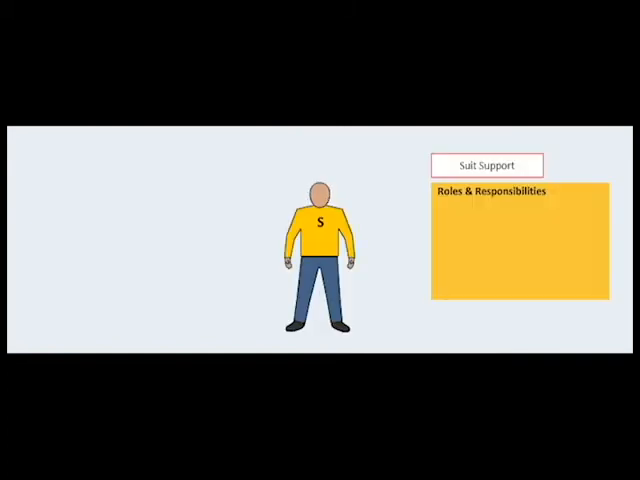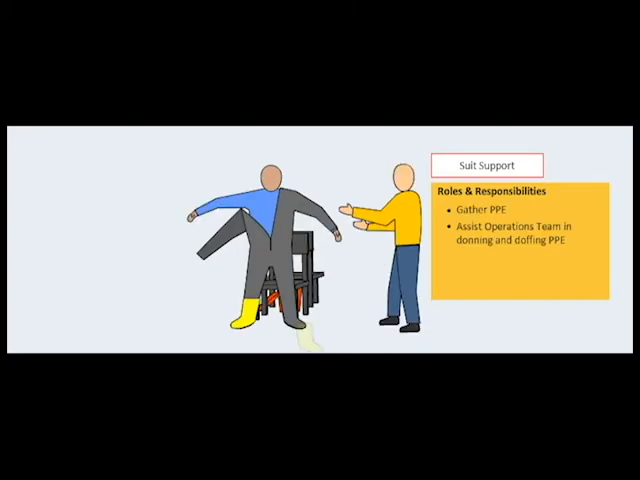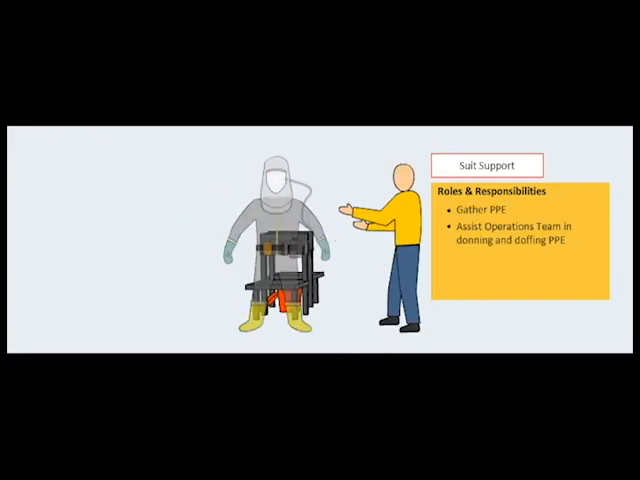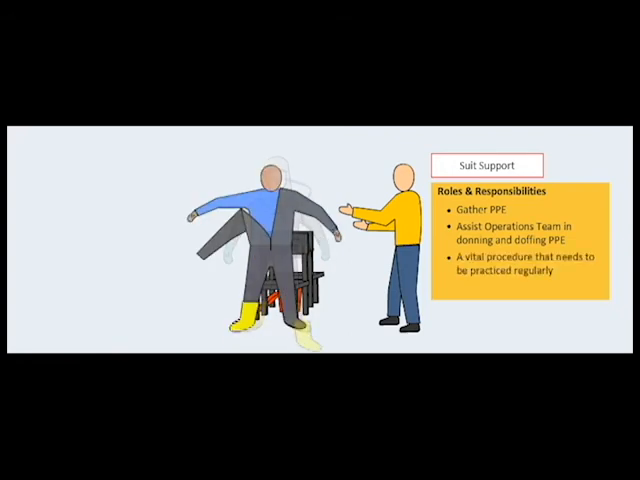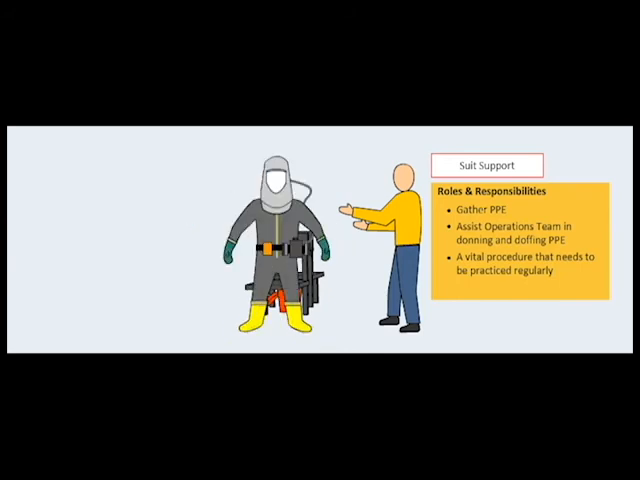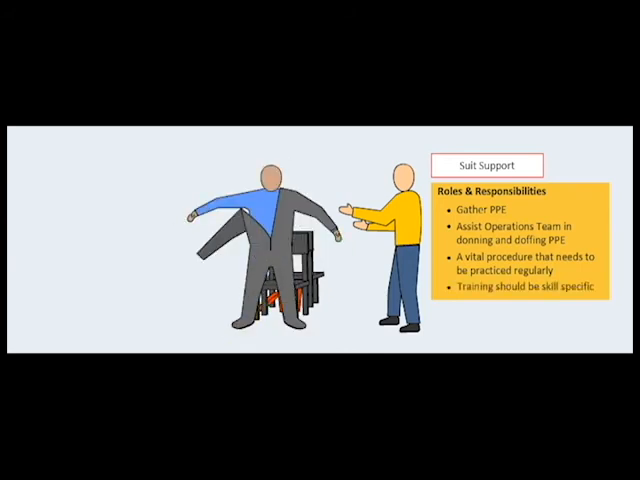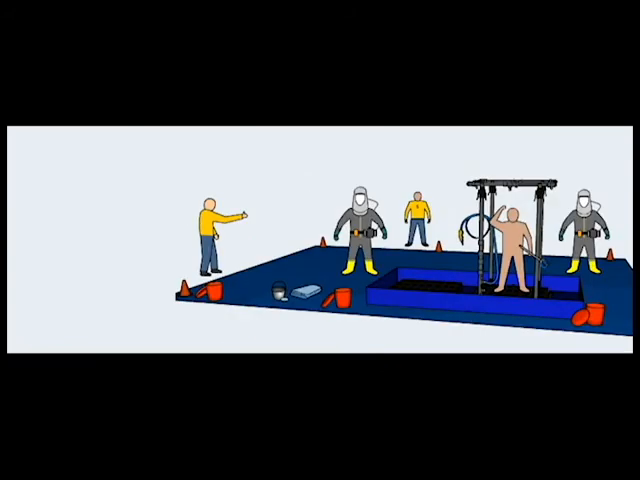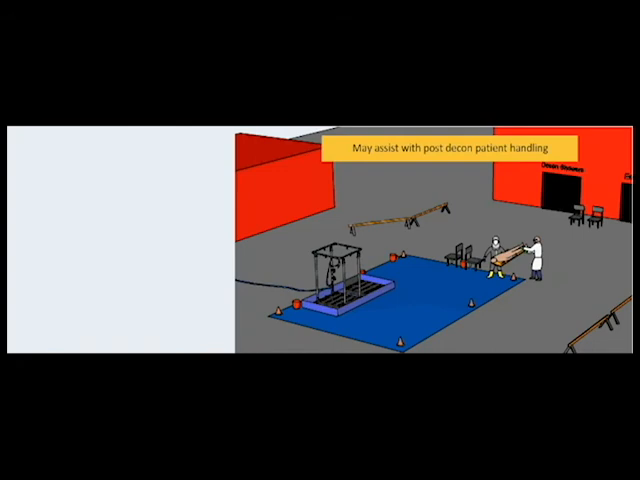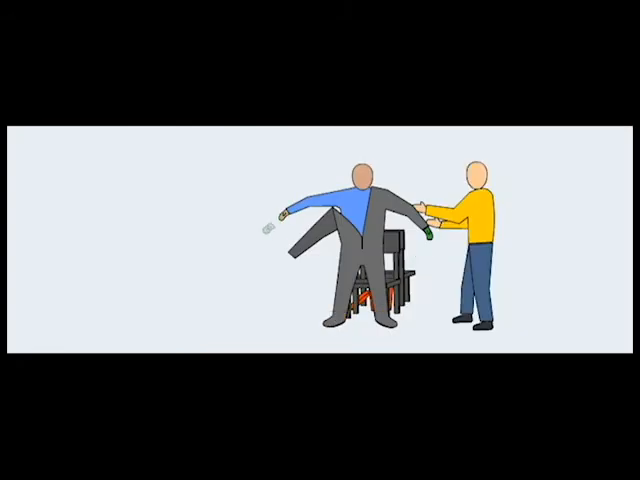Suit support's role in the emergency decontamination operation is to gather PPE and assist the operations team in donning and doffing this gear. This is a vital procedure that requires both familiarity and uniformity, and therefore needs to be practiced regularly. Their training, at a minimum, should be skill-specific. Suit support is responsible for monitoring the operations team and may be called upon to assist with post-decon patient handling. They will also help the operations team doff their PPE.